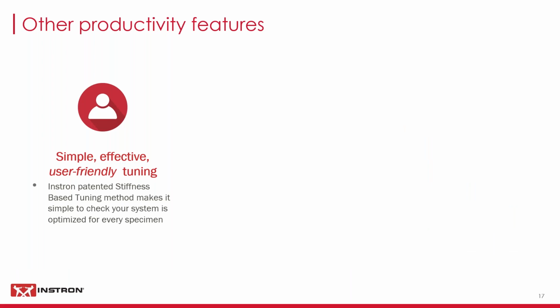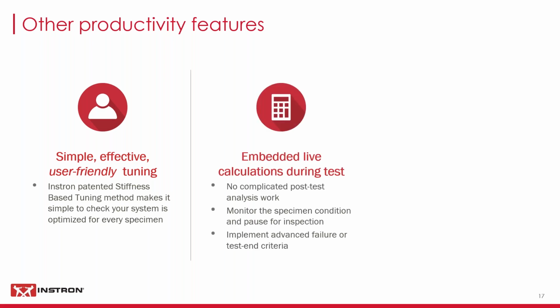So, a nod to some other productivity features in terms of tuning, making that simple and effective, and above all user-friendly. Tuning a dynamic system is not a trivial matter, but we've got some really good tools, one of which is stiffness-based tuning, and that's an Instron patented method. It means you've got a really simple way to optimize your tuning for every single specimen. As I say, if you want to know about that, go and look at the webinar by my colleague Jonathan Phillips from a few weeks back.